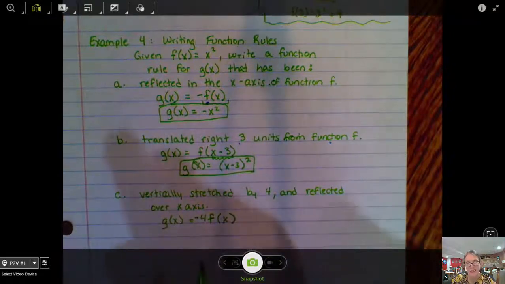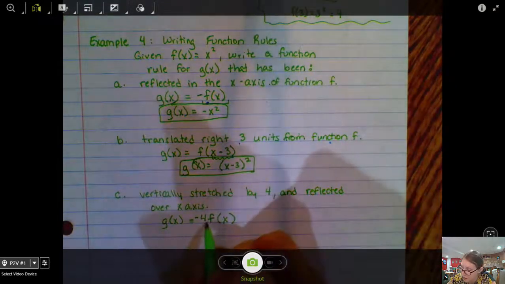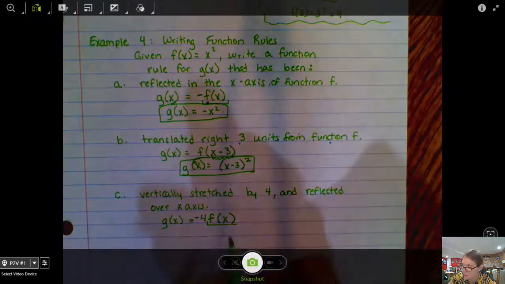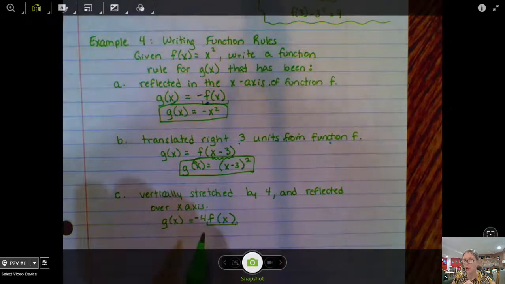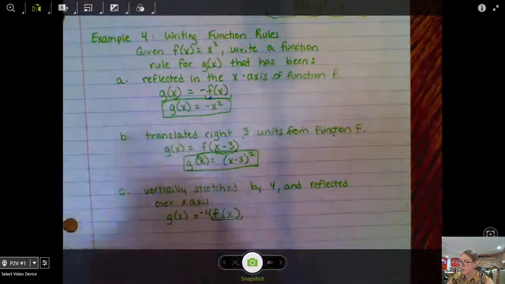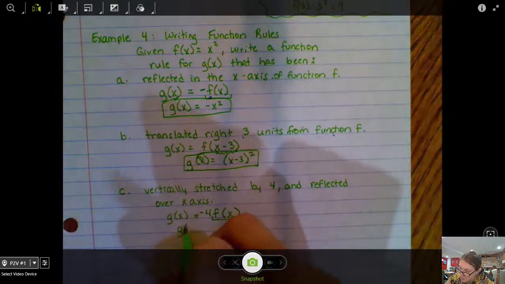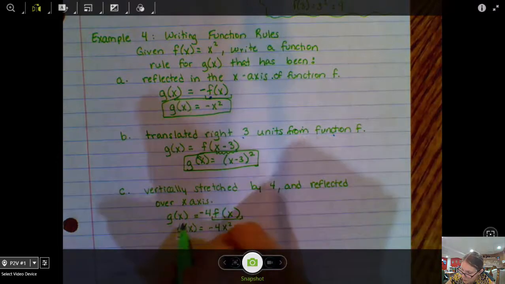I don't actually have anything inside the parentheses there, which makes our life easier because, again, we just see this plain old f of x. When we see f of x, we know f of x is x squared. Take this x squared, put it in here, we're done. G of x is negative 4 x squared.